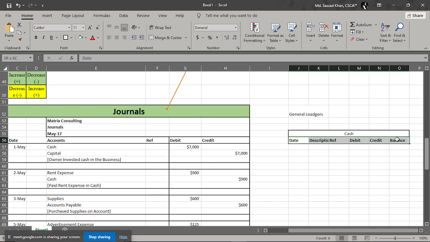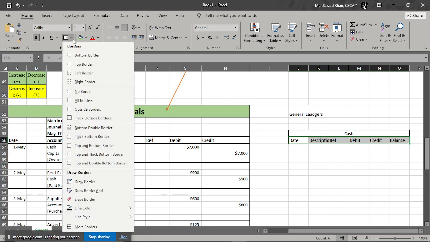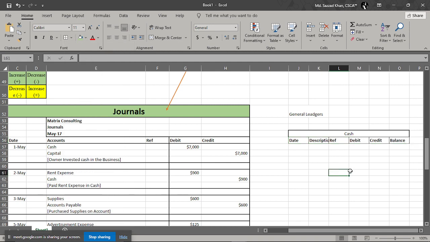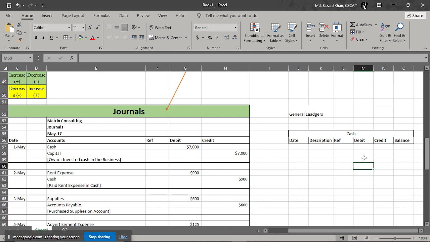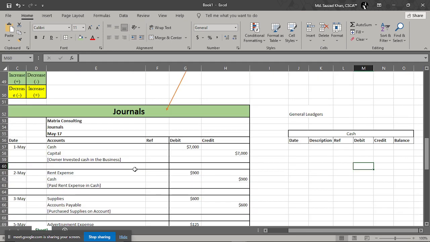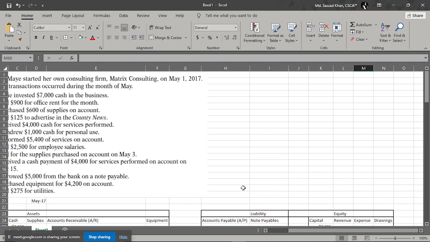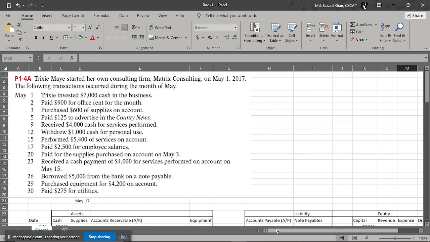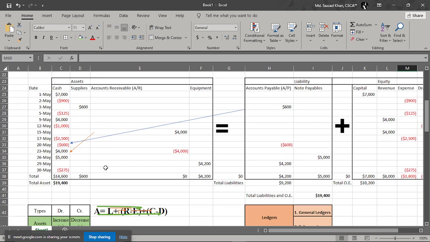Let us see what happens. We can easily build or construct general ledgers by watching the journals. We do not need to watch the transactions anymore. We can watch the journals right now. However, we can also solve the problem of the ledgers by watching the transactions. But we are not going to watch the transactions right now. We are trying to learn how we construct ledgers from the journals. Let us see.